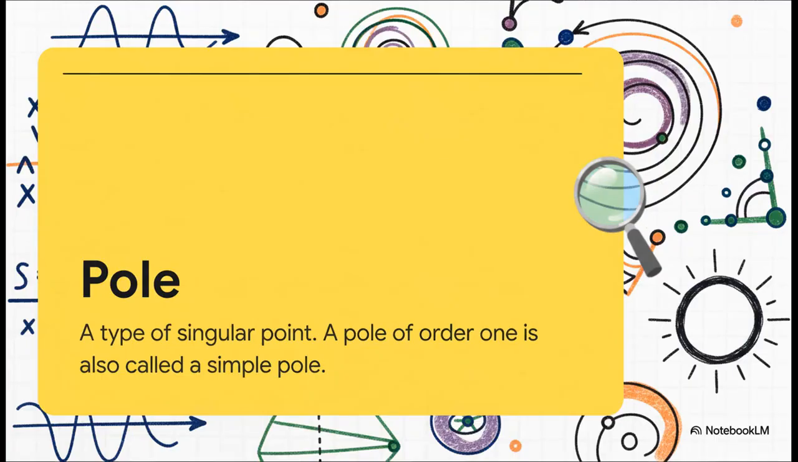Now, a really common type of singularity is what we call a pole. You can think of it as a specific spot where the function's value blows up to infinity. We're especially interested in what are called simple poles, which are the most basic kind. These poles are like little treasures on a map that we need to find.